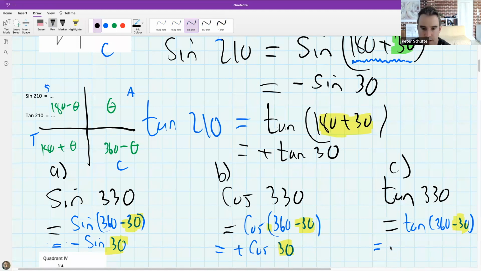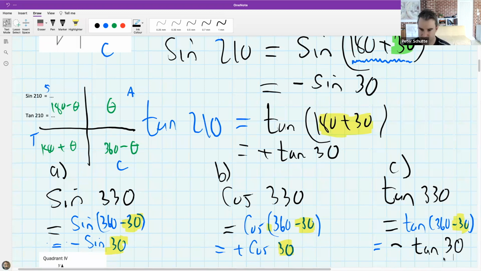Hello, sir. Hey, how's it going? Good, how are you, sir? Very good. How would you do C? So, sir, I basically identified that 10 is negative because it's in the fourth quadrant. Yes. And so I decided to say 10, 360 minus 30. So I got negative 1030.